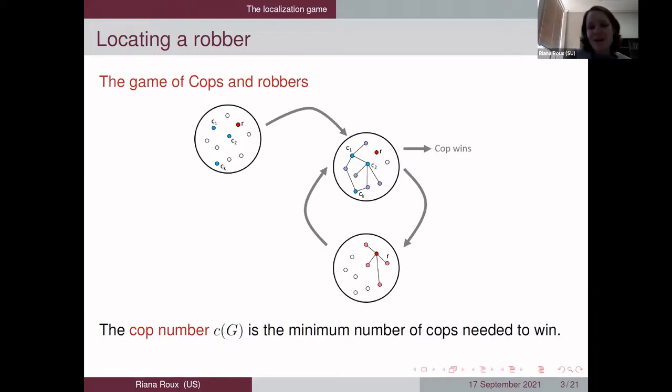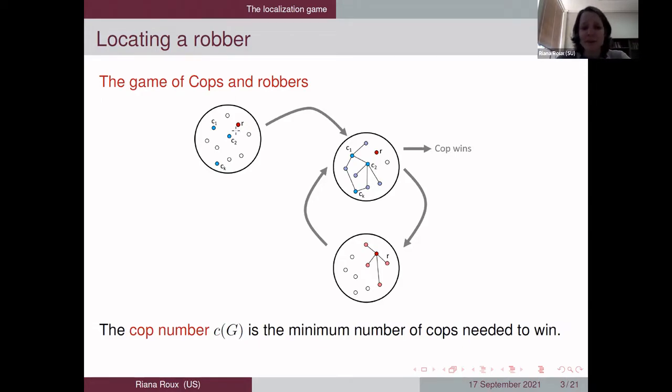So the localization game of the robber comes from the very well-known game of cops and robbers on graphs. Now this game, I think, was introduced in the 1960s. And how it is played is as follows. The cops are somewhere on the graph. You can imagine a real-life cops and robbers situation if you want to. Then they get information to tell them that the robber is at some point in this graph. So they know exactly where the robber is at this stage. They just want to find him.